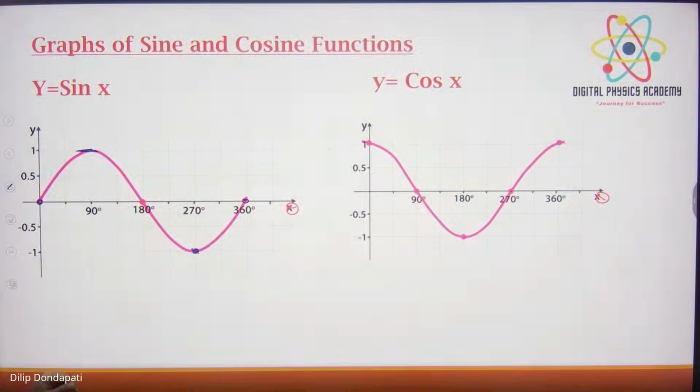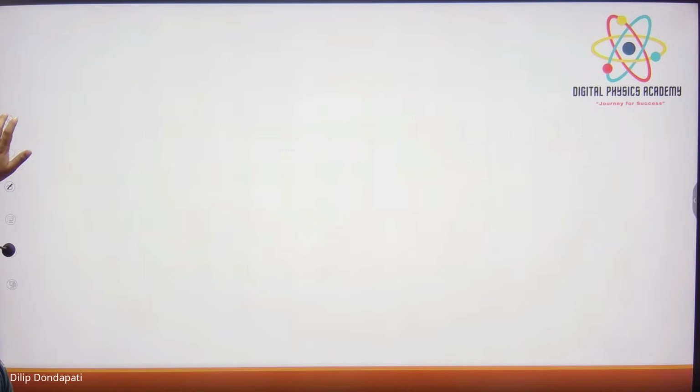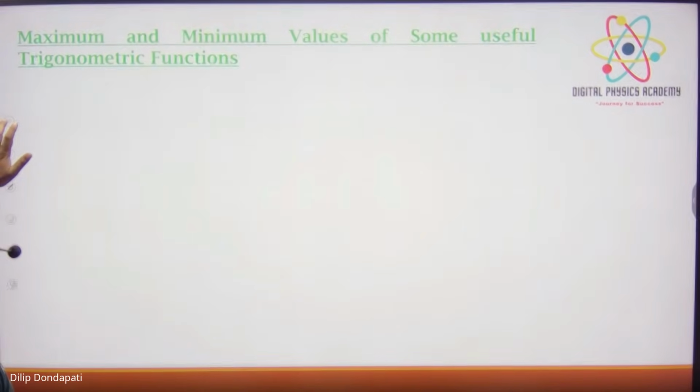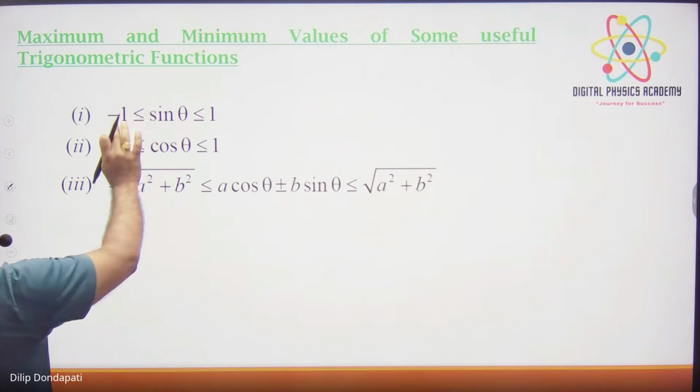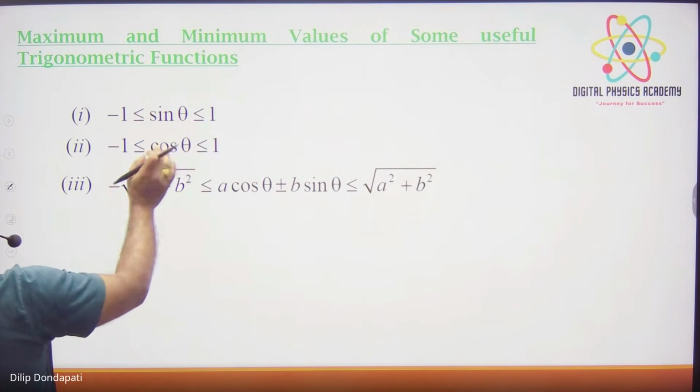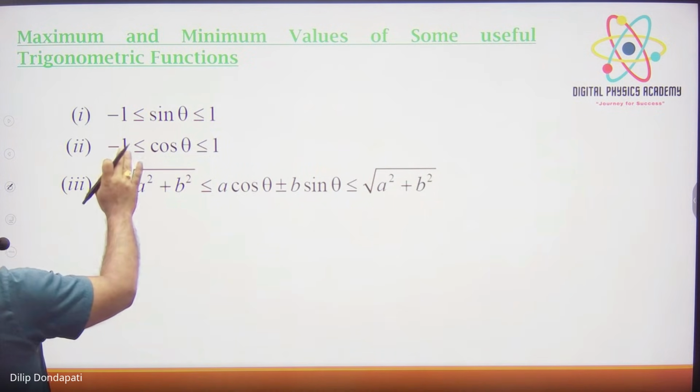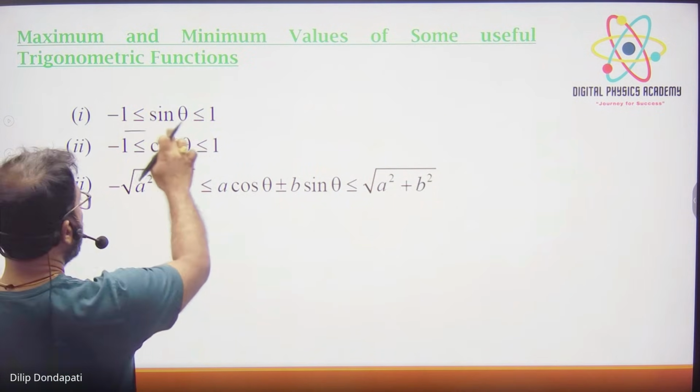Okay. Now we will see the maximum and minimum values of some useful trigonometric functions, which we know. Sir, can you go back once? Okay, sir. Now we'll see the maximum and minimum value of some functions like sine. Sine value lies between -1 to 1. Cos value also lies between -1 to 1. This is the minimum value and this is the maximum value. How to read this one?